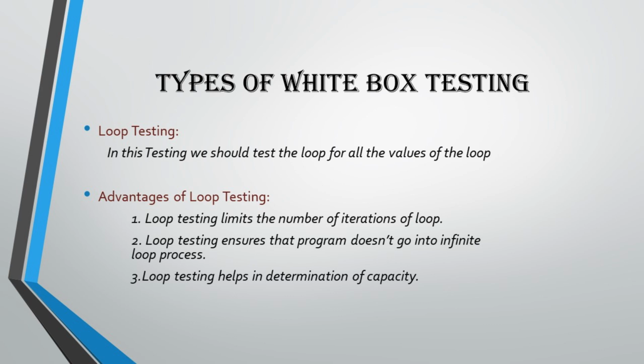And third type is concatenated loop testing. Testing performed in a concatenated loop is known as concatenated loop testing. It is performed on the concatenated loops. Concatenated loops are loops after the loop. It is a series of loops. Difference between nested and concatenated is that in nested loop is inside the loop but here loop is after the loop. And last one is unstructured loop testing.